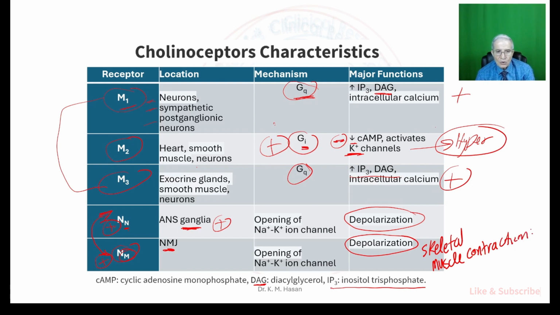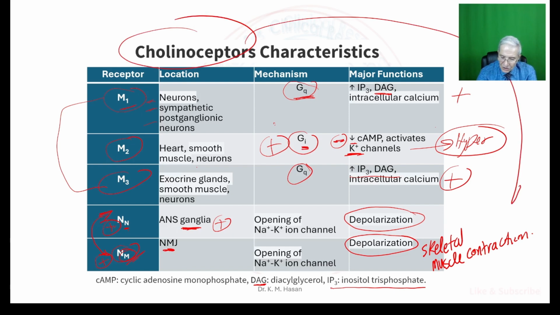Okay, so it is very important to remember which of these cholinergic receptors lead to skeletal muscle contraction. That will be NM. Which of these receptors lead to activation of ganglia? We have NN. So that is the important one here. Which of these cholinergic receptors lead to an inhibitory effect on the heart? So we have the M2 receptor. So we can create several multiple choice questions regarding this table here.